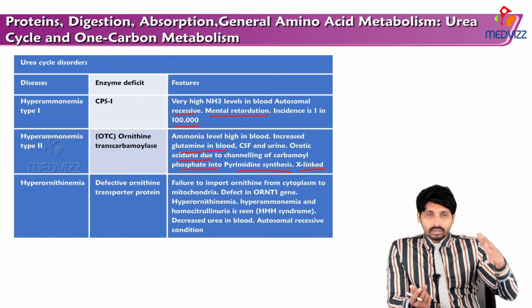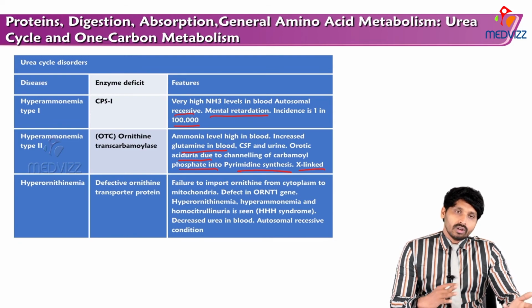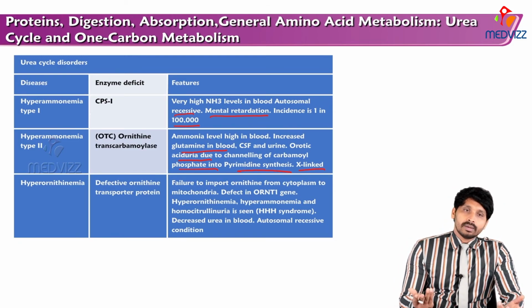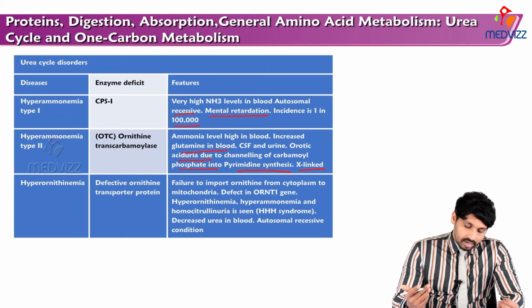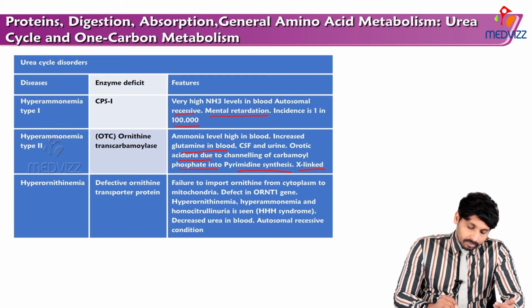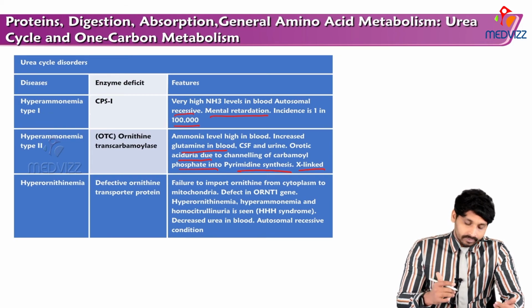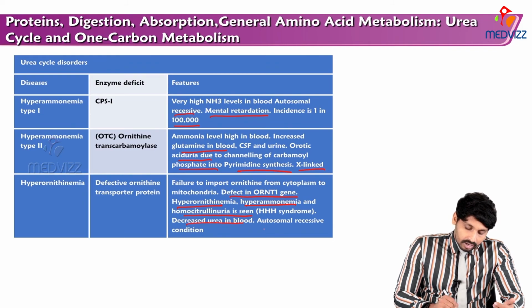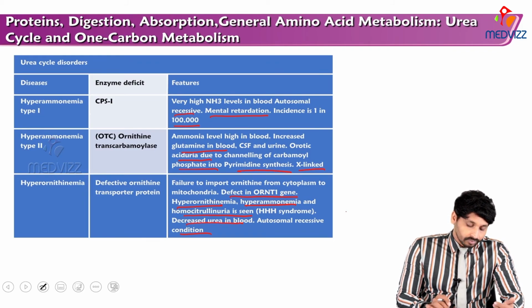If there is a defect in the transporter of ornithine from cytoplasm to mitochondria, there is no ornithine, so carbamyl phosphate will be high, and orotic aciduria is again one of the common features. Failure to import ornithine from cytoplasm to mitochondria, a defect in the ornithine transporter gene, causes hyperornithinemia, hyperammonemia and homocitrullinuria, with decreased urea in blood. It is an autosomal recessive condition.